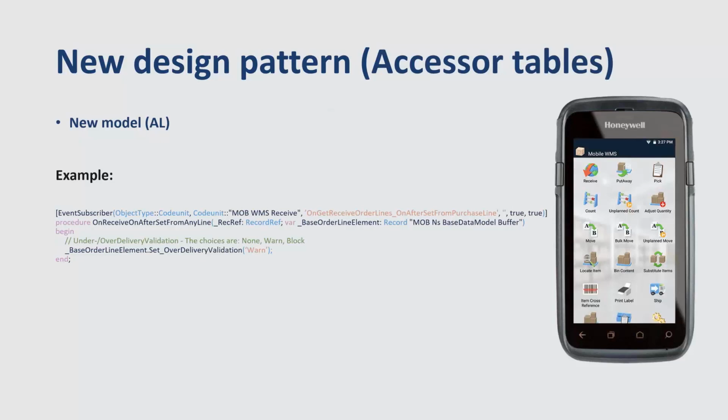In this example, we subscribe to get receive order lines OnAfterSetFromPurchaseLine and set over delivery validation to 1, changing the standard implementation, which is blocked. So the same change as from before, but without touching the code base.